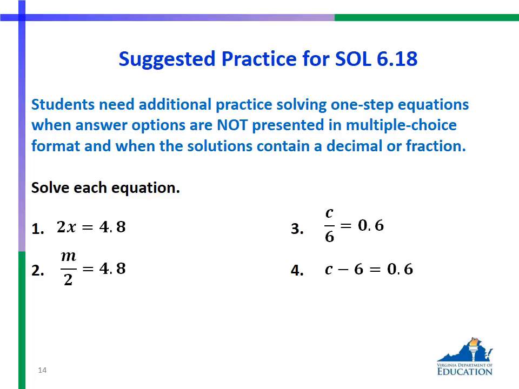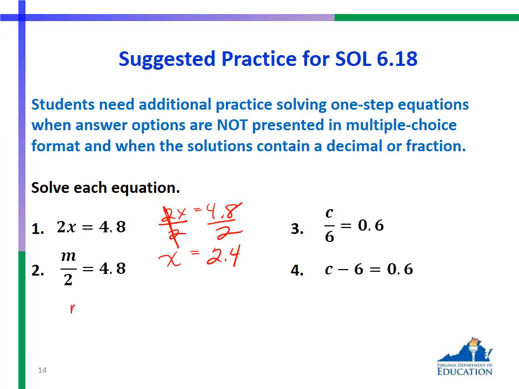So now let's go ahead and solve each equation here. What we need to do is something to undo the operation where the variable is located. For question number 1, you have 2x is equal to 4.8. To get x by itself, I recognize that 2x is multiplication. The opposite of multiplying is dividing by 2. So x, because the 2 and the 2 cancel, is equal to 4.8 divided by 2, which gives you 2.4.